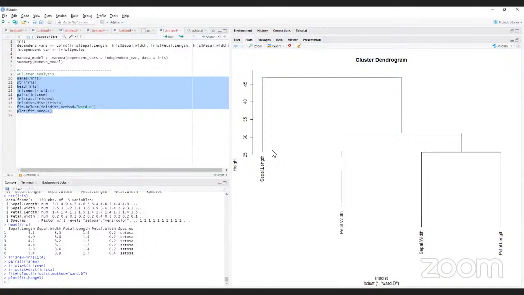So you can cluster the respondents or you can cluster the variables. It depends upon your own research objective. Is it clear to all of you?